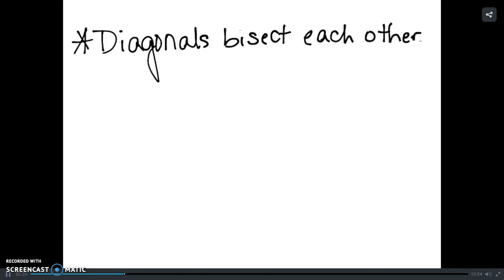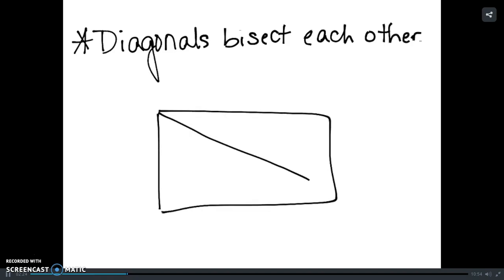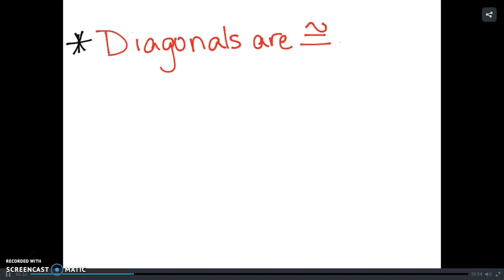Okay. On a rectangle, the diagonals are going to bisect each other. So when we draw our diagonals here, they're going to cut each other exactly in half. Okay, so it's the same as what we learned about all the other parallelograms.